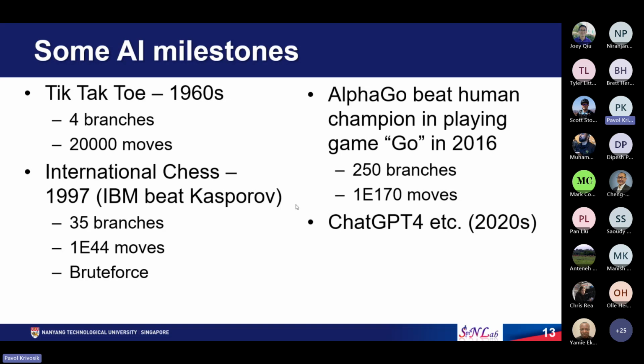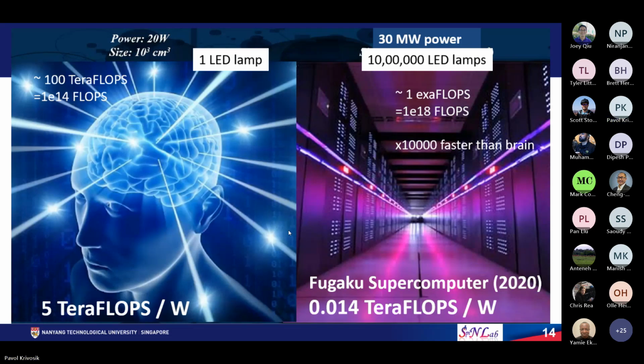And if you take the major artificial intelligence milestones, like a human being beaten by a supercomputer in the game of international chess, so Kasparov was beaten by an IBM computer. Then in 2016, a supercomputer beat a human player in the game Go. And ChatGPT-4, all these major milestones, they use supercomputers. If you look at the power consumption of a traditional supercomputer, it typically is tens of megawatts.